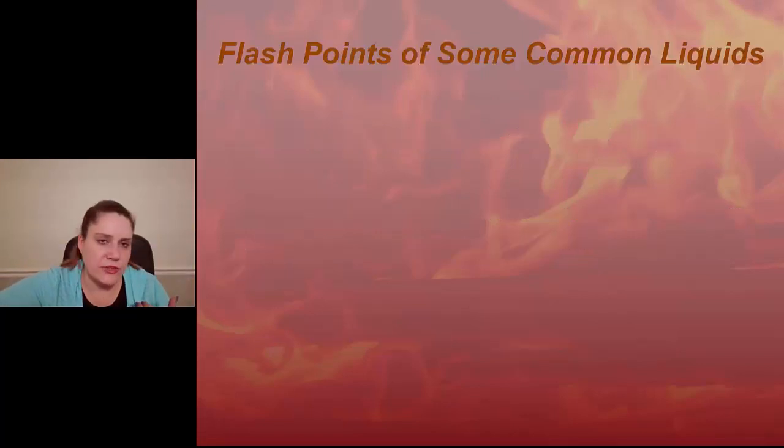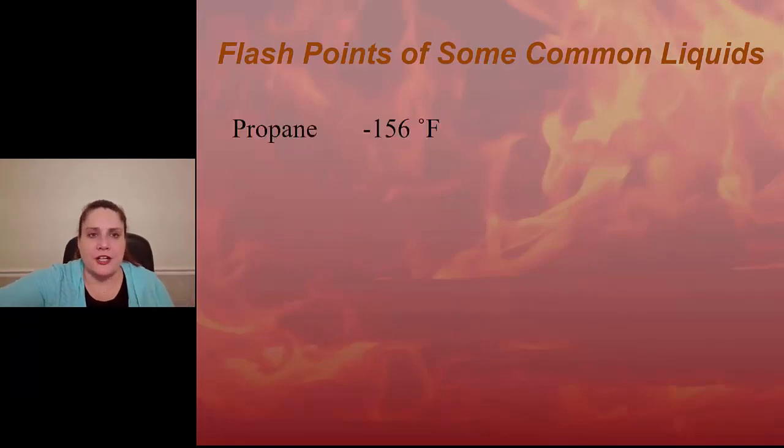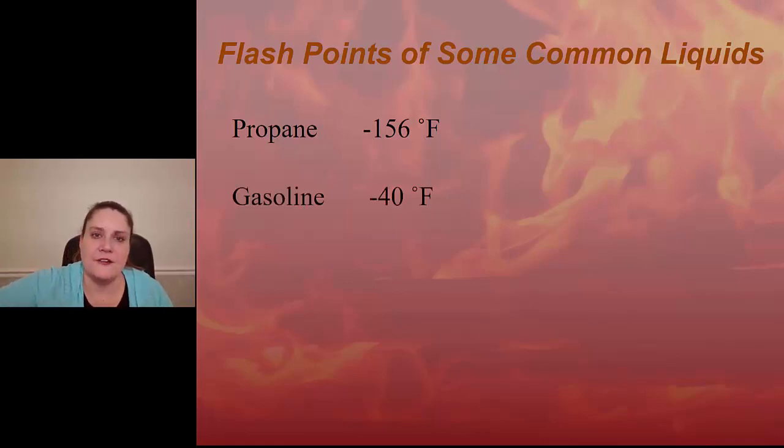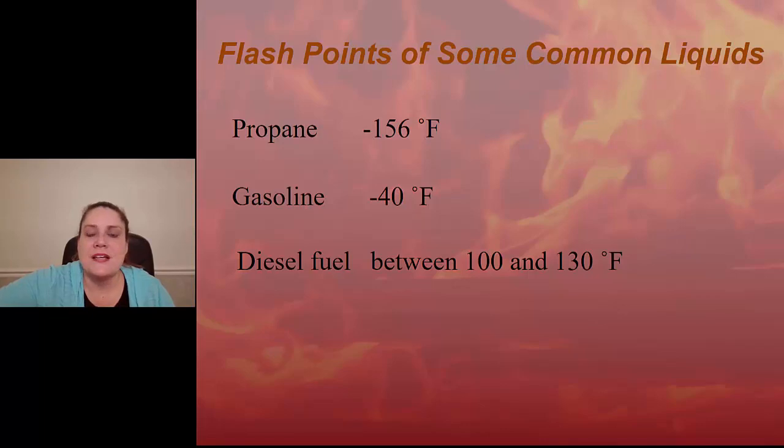So you don't need to know these. This is just for perspective. I think it's kind of interesting. So the flash point of propane is negative 156 degrees Fahrenheit. So if you're running around in the woods with a propane tank, like a little mini propane tank to use for your stove, or kerosene, which is coming next, that's a pretty low flash point. So gasoline is negative 40 degrees Fahrenheit.